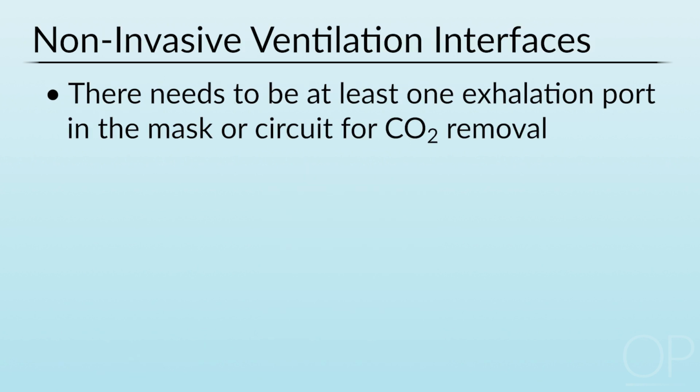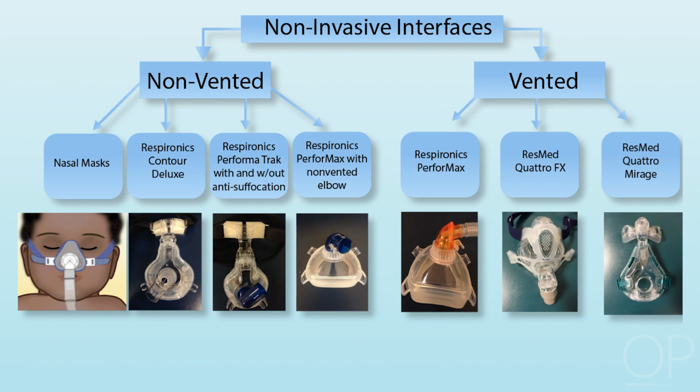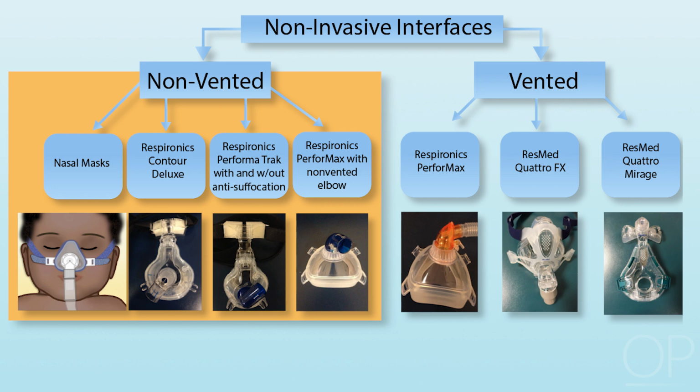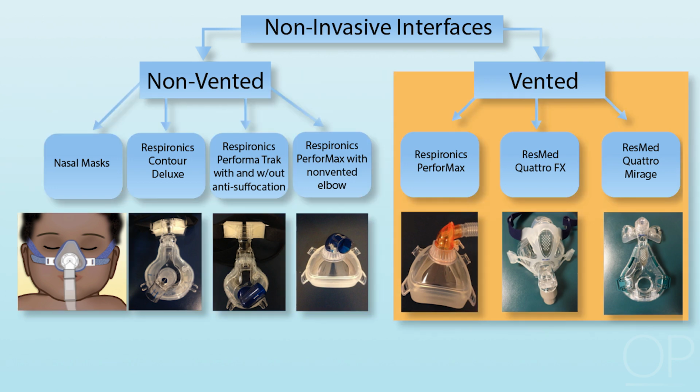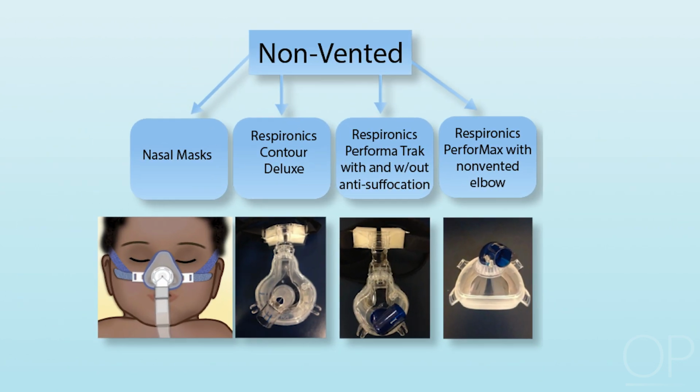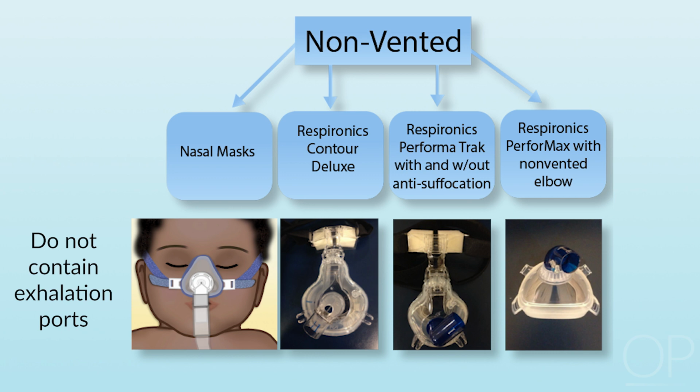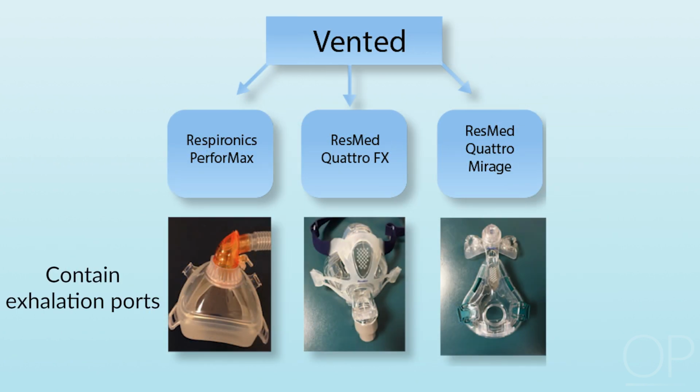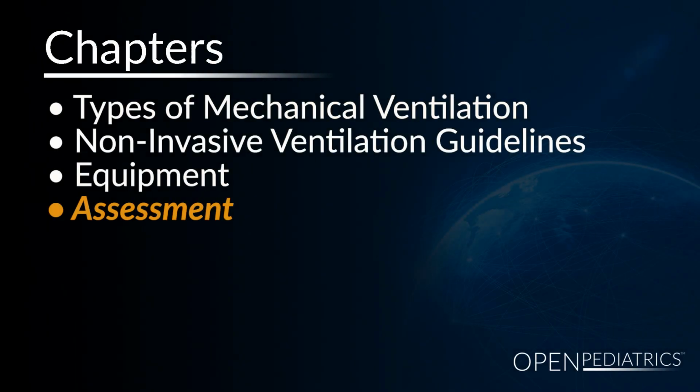Patient interfaces. There needs to be at least one exhalation port, either in the mask or circuit, for CO2 removal. Here you will see a chart of all of our vented and non-vented masks here at Children's Hospital. We have 4 types of non-vented masks and 3 types of vented masks. Non-vented masks contain no exhalation ports, so therefore the port within the patient circuit should be used. Vented masks contain an exhalation port, and therefore the exhalation port within the circuit is not needed to be used.